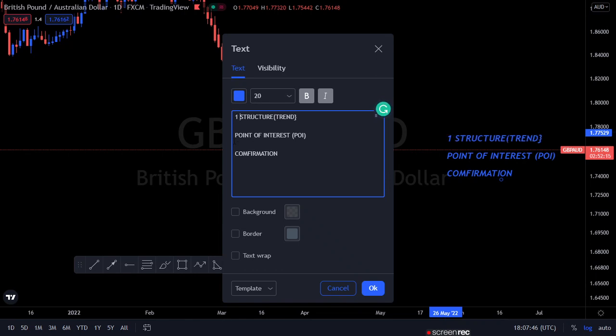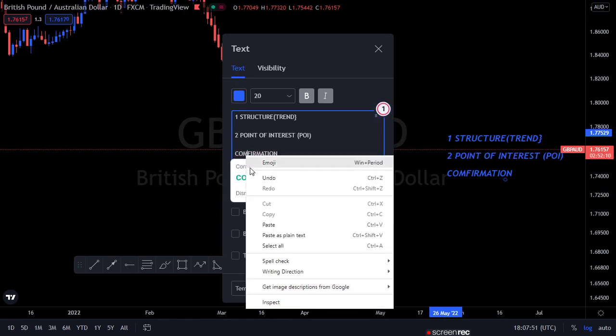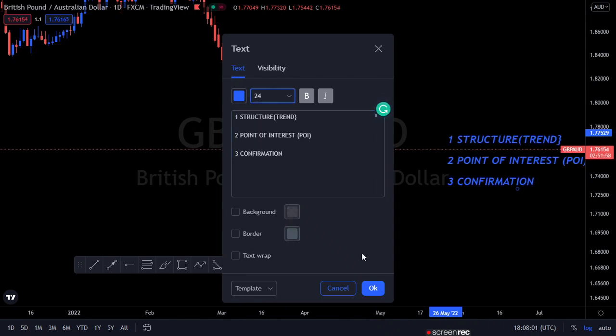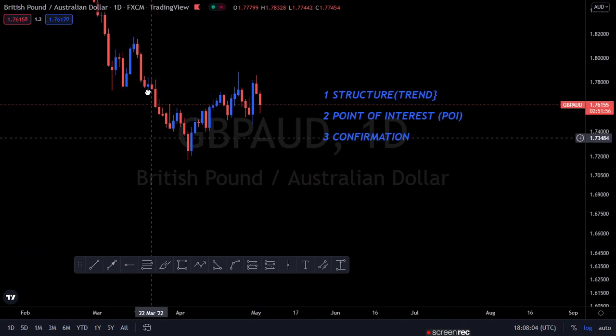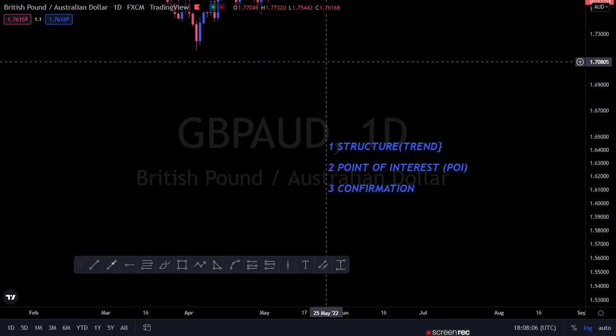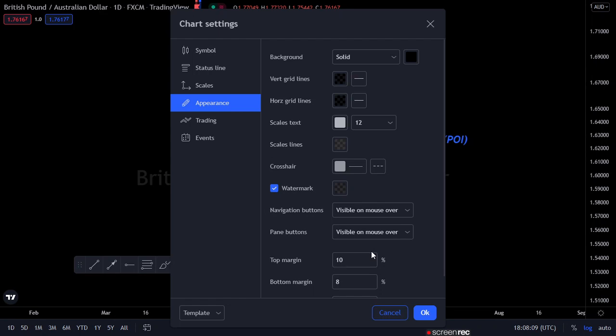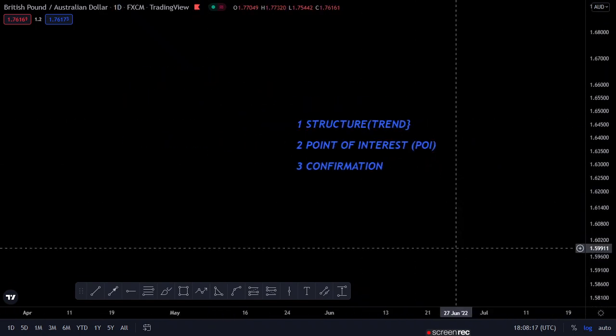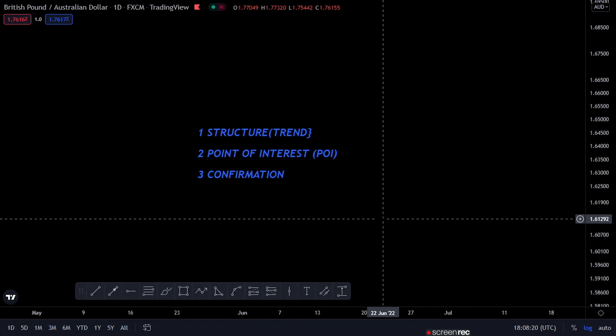First one, second one, and then the last one, which is the third one. Let me make the font size 24 so that you can see it big. Let me bring it here and remove the watermark so that you can focus on these three things. These are the three major things that you need before you can get a setup, or before you can get a confirmation for a trade.